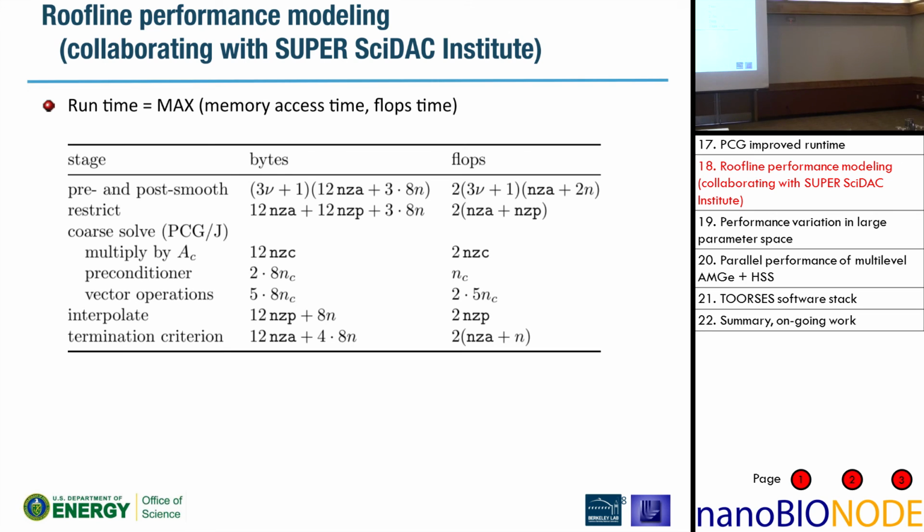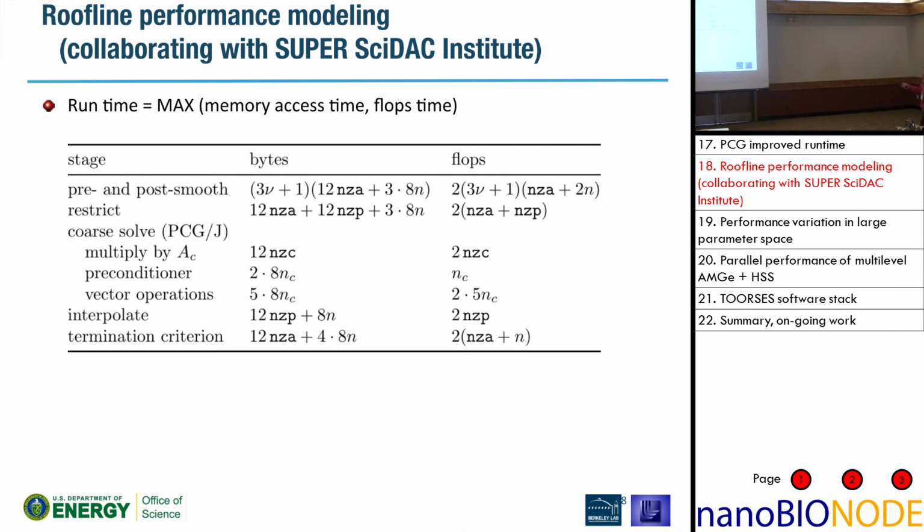So the Roofline model is actually very interesting. For the algorithm, the Roofline model, intuitively, it's very simple. It's just that the runtime is the maximum of memory access time and the flops time, assuming memory access and flops overlap entirely. So you just take the max of these.